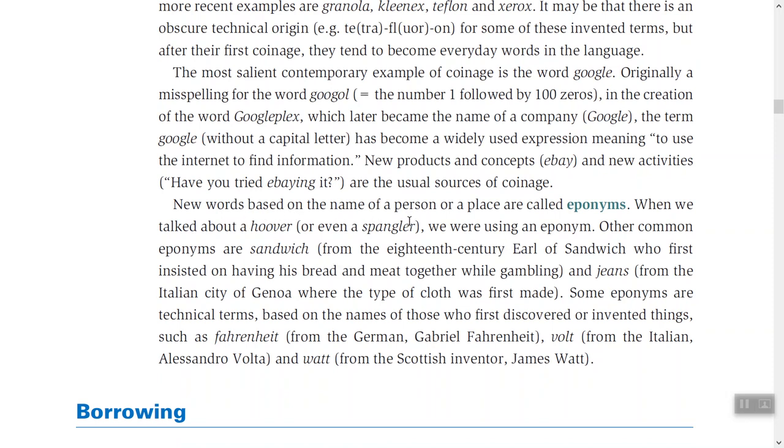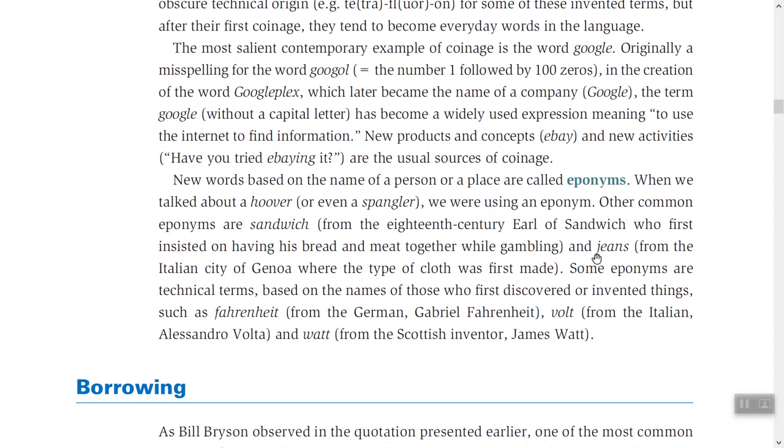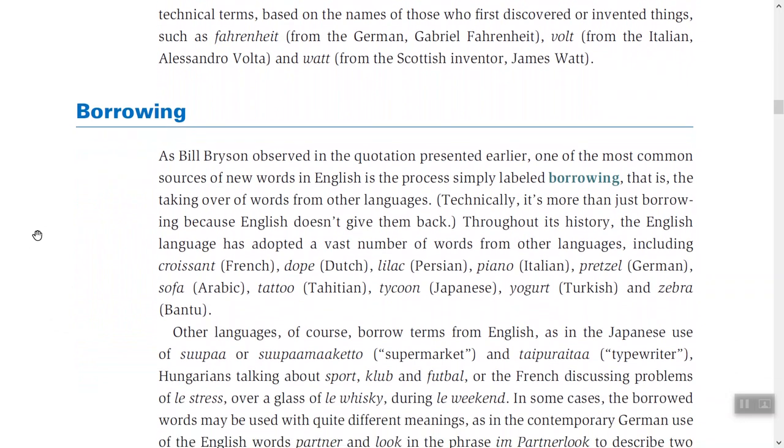New words based on the name of a person or place. We have eponyms, based on the name of a person or a place. For example, sandwich, or for example, Kentucky. Borrowing, you are familiar with borrowing. Simple borrowing: all languages are not purely made. Some languages borrow from each other, and some words found in the Arabic language have their origin in another language, from Turkish, or from Persian, or from English or Latin. This is borrowing. So let's see what borrowing is here.